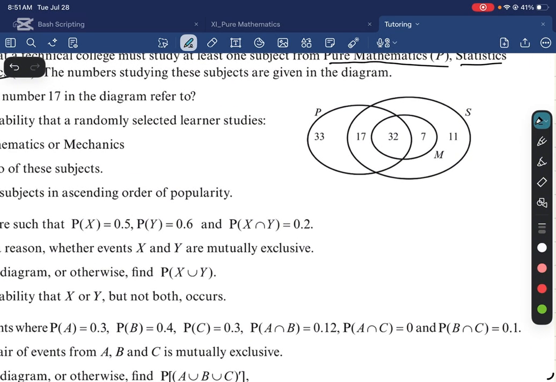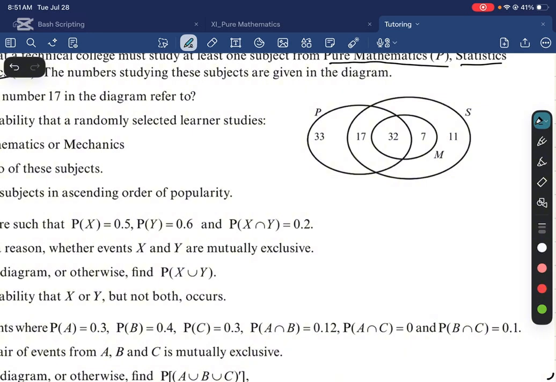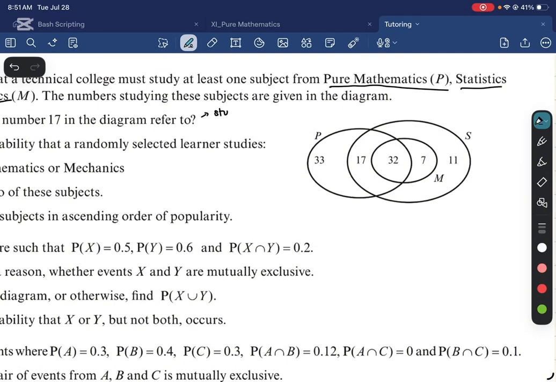All right, so we need to look at the number 17 carefully. Number 17 is inside the circle of P, is inside the circle of S, but is not inside M, right? So the number 17 refers to students who study P, which is pure mathematics, pure math, and who study S, so statistics. So that is it.